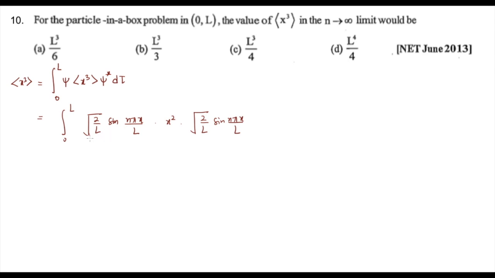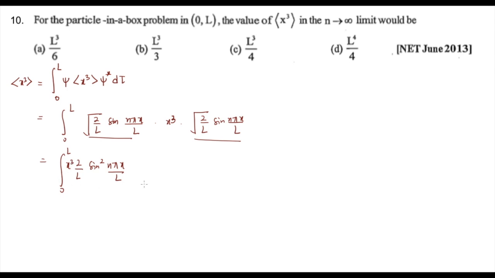You can just multiply this term and this term, because psi and psi star are the same. So you'll get from 0 to L, 2 by L sine square n pi x by L, and this is x cube, not x square, right? You can just write down x cube here. Okay, so I've just written all the terms.